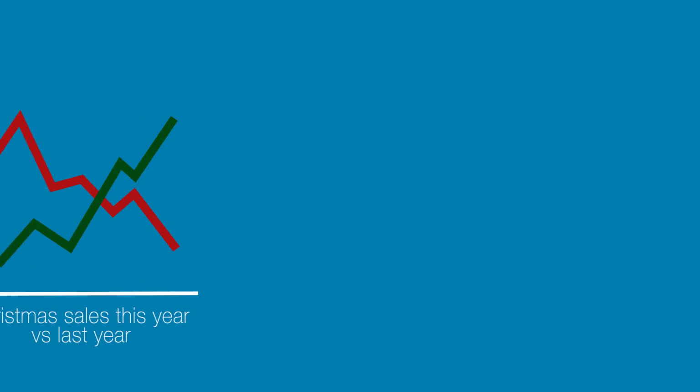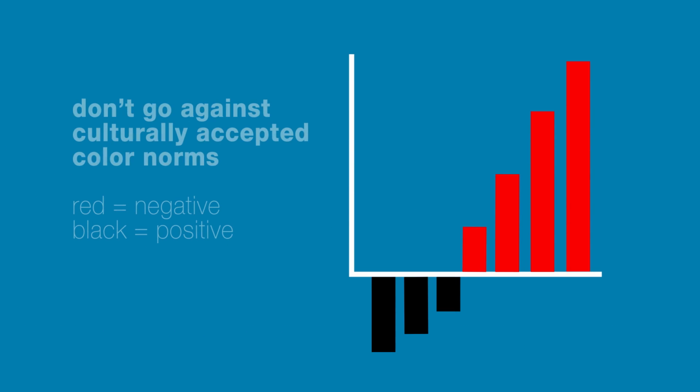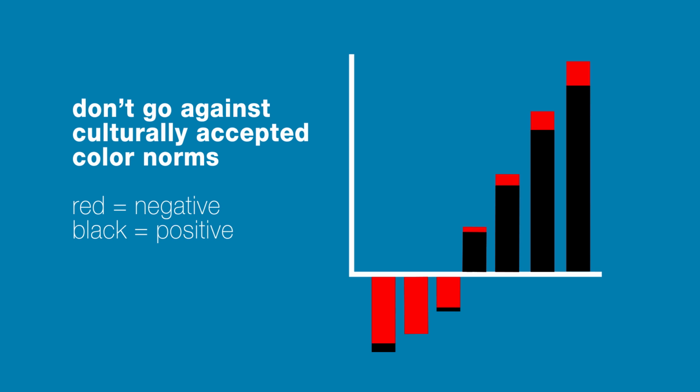Do use colors that are generally accepted norms, and don't go against those norms. For example, don't use red to show positive numbers. When numbers are in the red, it means they're negative or at a loss, and the opposite is true of black.